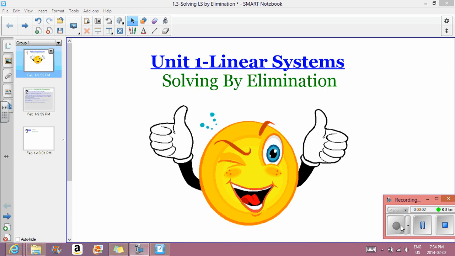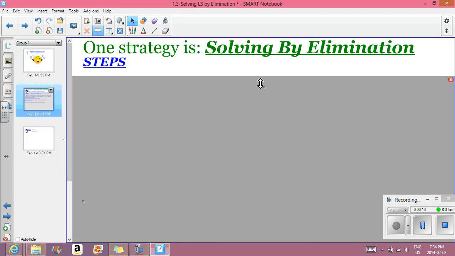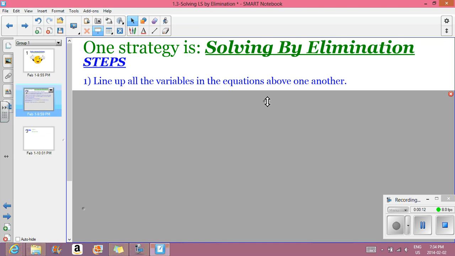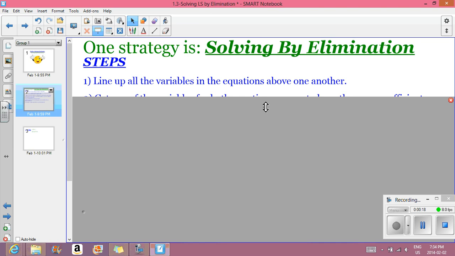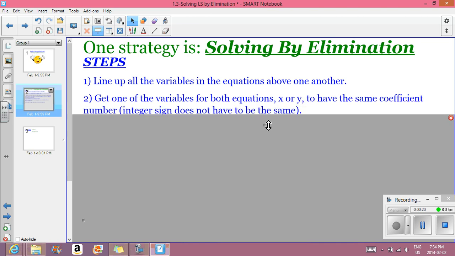All right, so the last strategy that you're going to learn for solving linear systems is elimination. And we're going to go through the steps. And again, this goes on the last section of your summary sheet. So the solving by elimination, the first thing you need to do is line up all of the variables in the equations above one another, as if you're going to add or subtract.